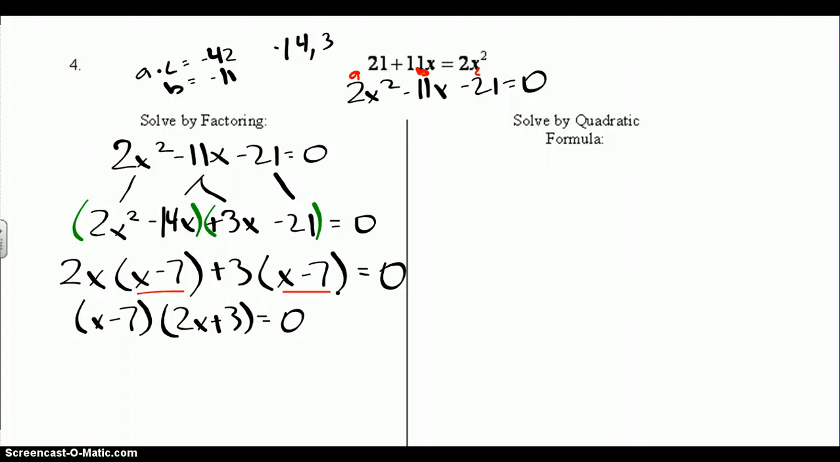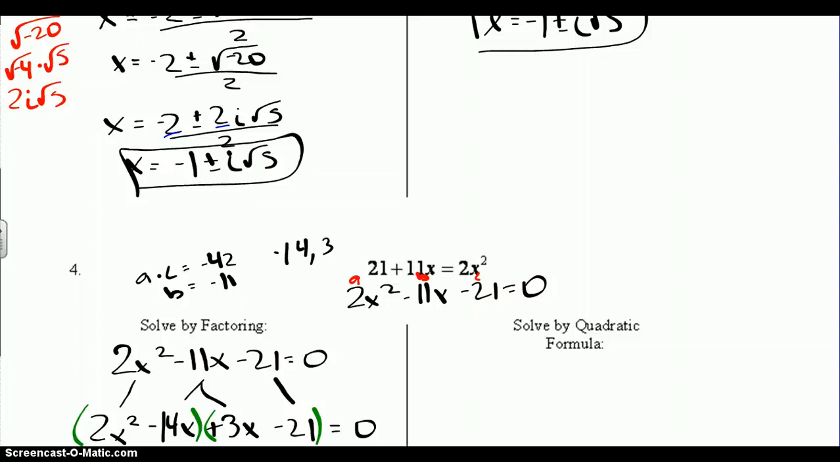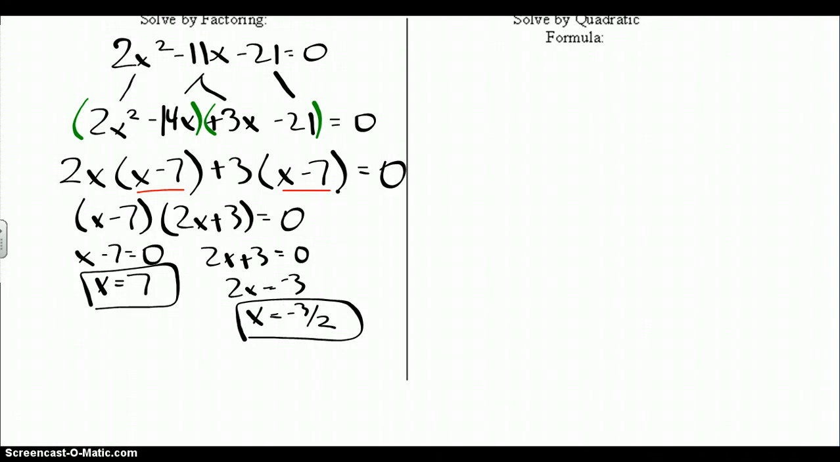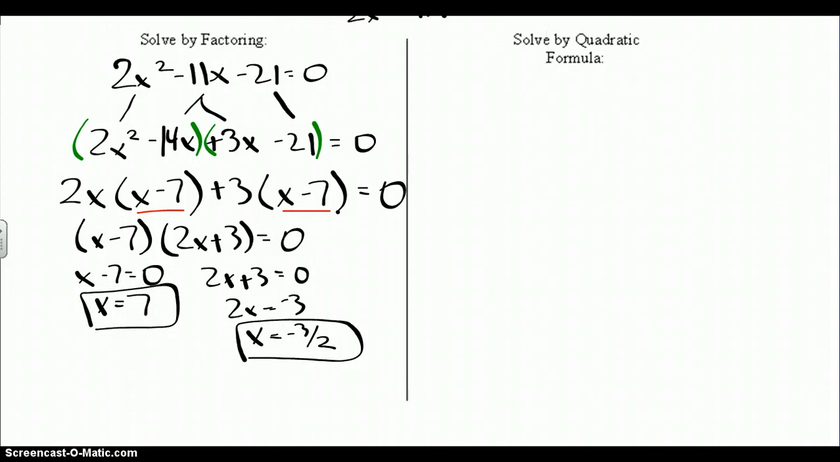So now, just like we factored in the beginning, let's use the zero product property. x minus 7 equals 0, and 2x plus 3 equals 0. Okay, go back to the bottom here. Now I'm going to add 7 and get my first solution, x equals 7. Subtract 3, so I have 2x equals negative 3. Divide by 2, x equals negative 3/2. So here are my two solutions. So we should expect the exact same thing when using the quadratic formula.